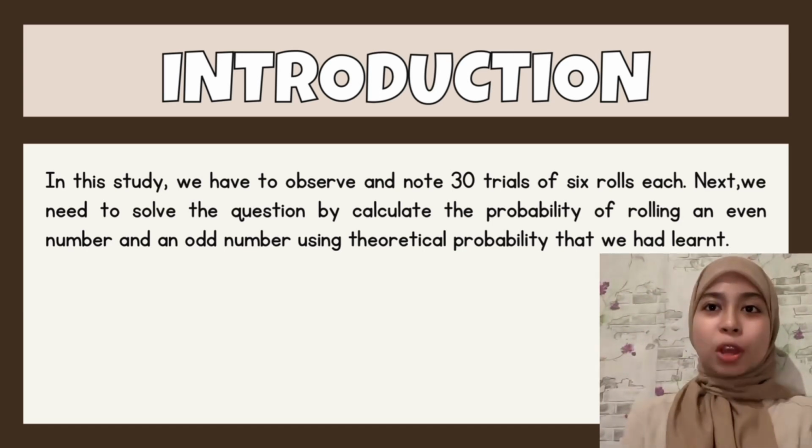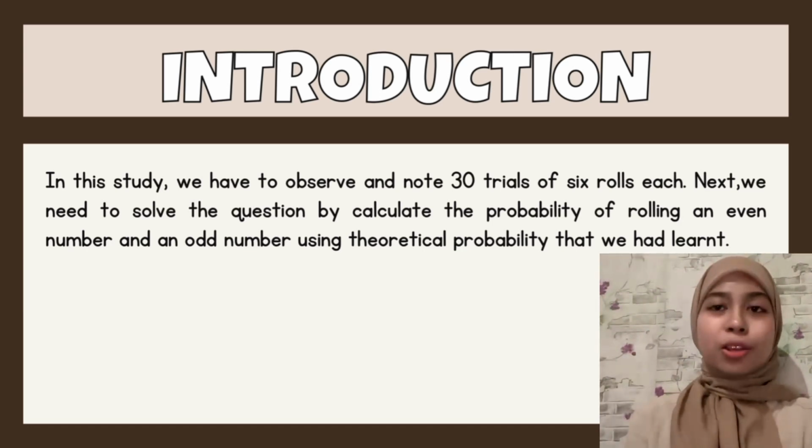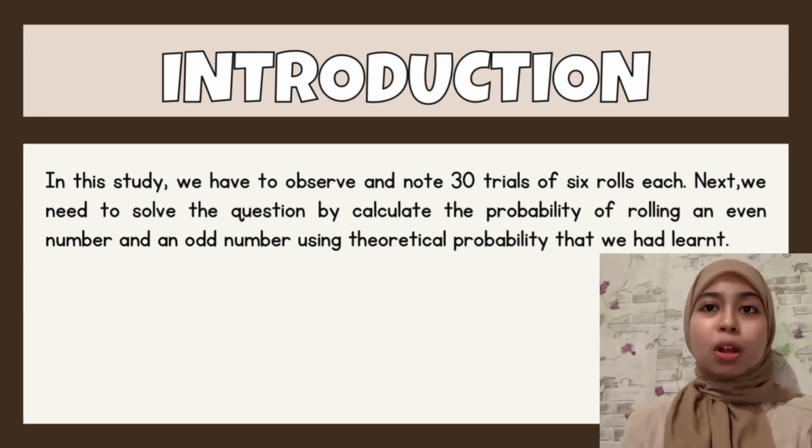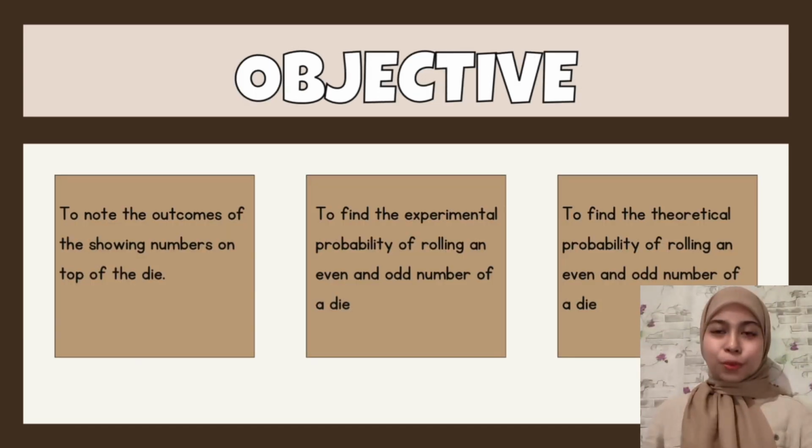Firstly, we have to observe and note 30 trials of 6 rolls each. Next, we need to solve the question by calculating the probability of rolling an even number and an odd number using theoretical probability that we had learned. Let's move on with the objective.